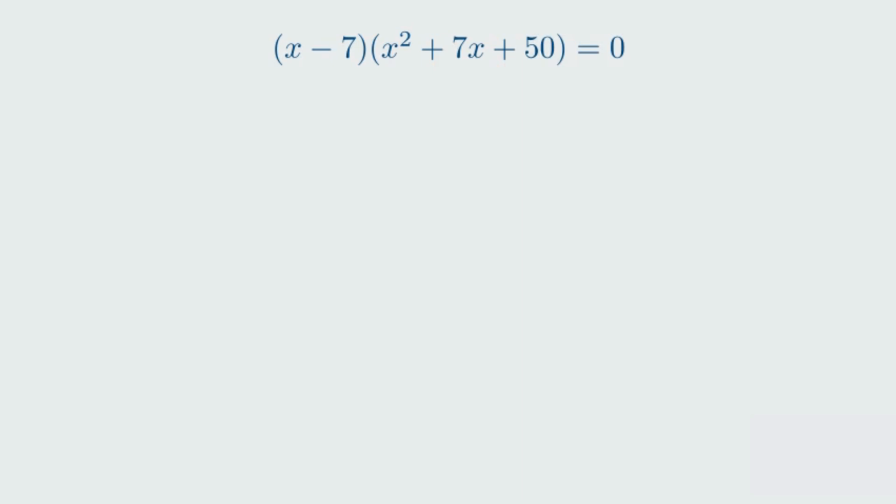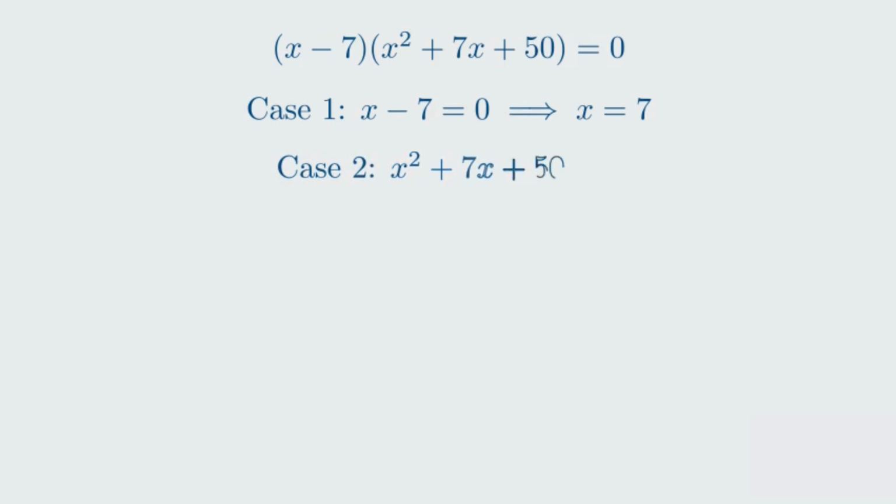For the product of two numbers to be 0, at least one of them must be 0. This gives us two possibilities. Possibility 1, x minus 7 equals 0, which we already knew gives us x equals 7. Possibility 2, x squared plus 7x plus 50 equals 0.